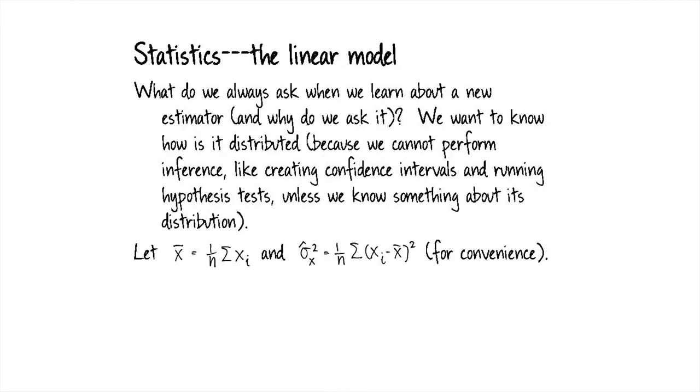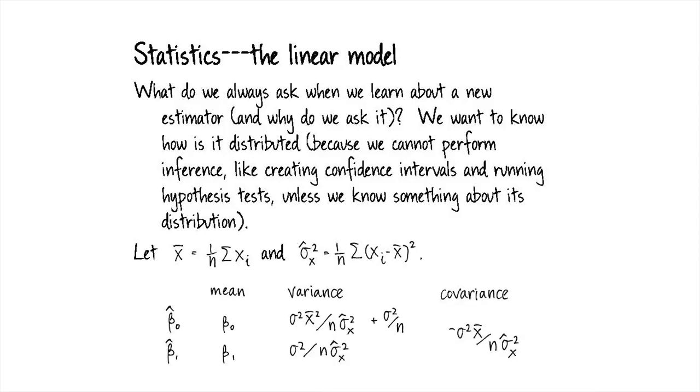So let me just define a couple of things. Let x bar just equal what it typically is equal to, 1 over n times the sum of the x i's. And then let's define this thing called sigma squared hat sub x, which is 1 over n times the sum over i of x i minus x bar squared, okay? And if we use that notation, then we can figure out what the mean and the variance and the covariance of beta naught hat and beta 1 hat are, okay?